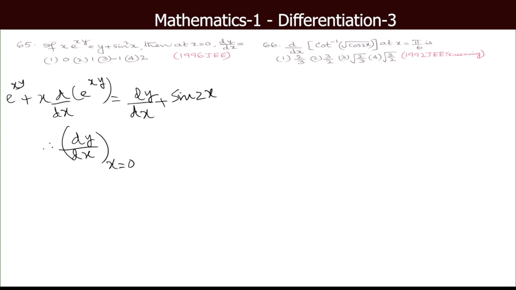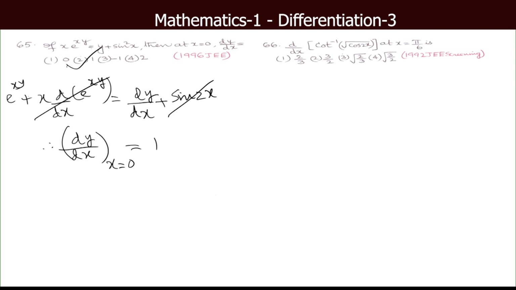x into derivative of e power xy plus e power xy into derivative of x. That is one more term. So, when you put x equal to 0, this will be 0, this will be 0, and what will be e power xy when x equal to 0? 1. So, that is the answer.